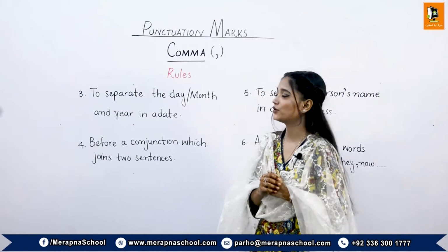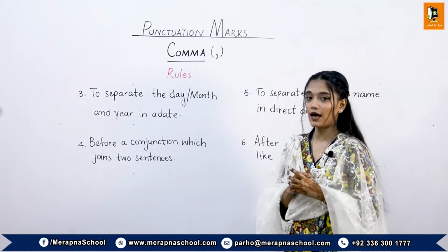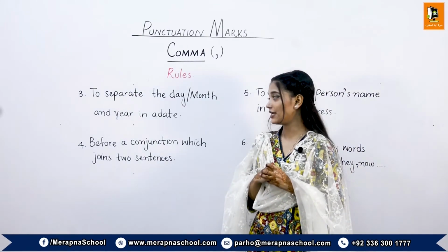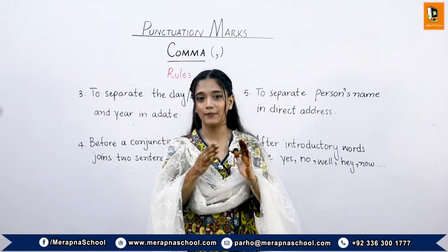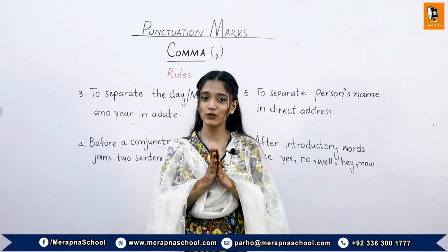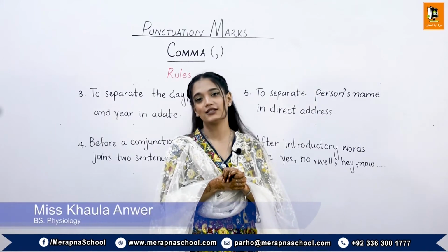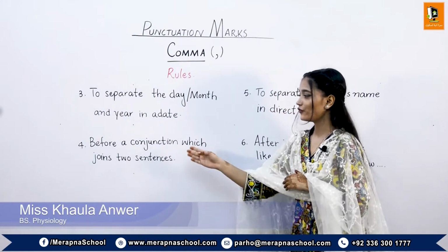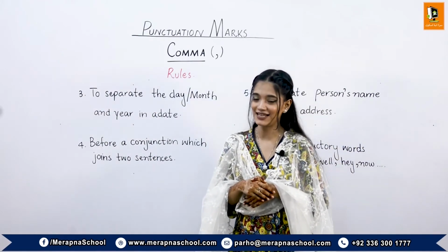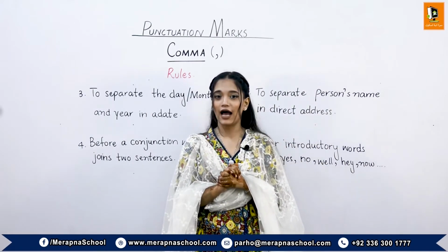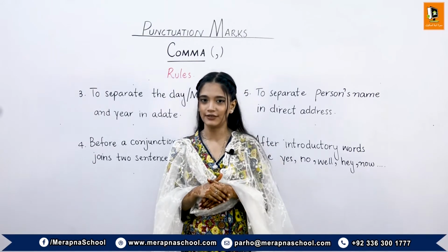More rules to use a comma in the sentence are, number 3, to separate the day, month and year in a date. For example, what is the difference between March 23rd, 2013 and March 23rd, 2020. The fourth rule is before a conjunction which joins two sentences. For example, either you enjoy the rain, or you curse the rain.